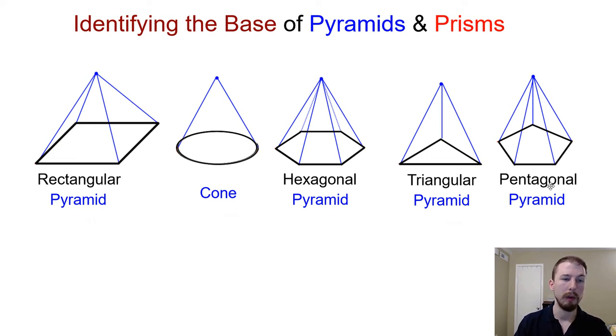One thing that I always like to point out is that all the lateral surfaces that are going around the base are always going to be the shapes of triangles. They're always going to be triangles because they're always going to a single point. So the easiest way to identify a base of a pyramid is it's going to be the shape that's not a triangle. And then if everything's a triangle, well, it's the triangle. It's one of the triangles, basically.